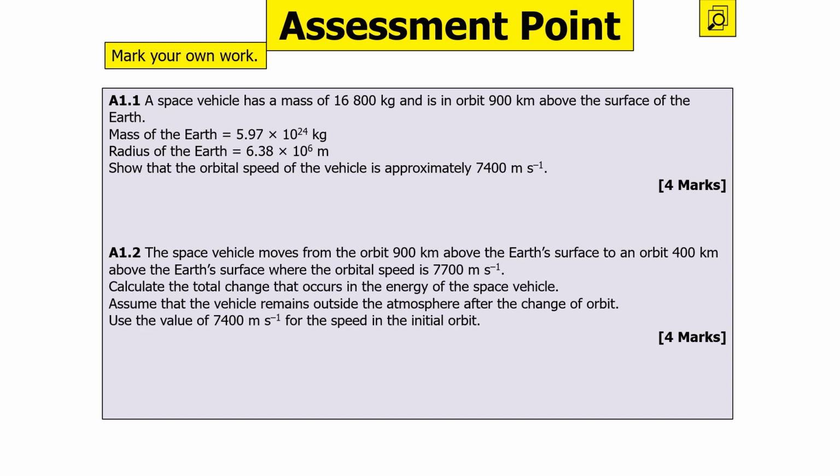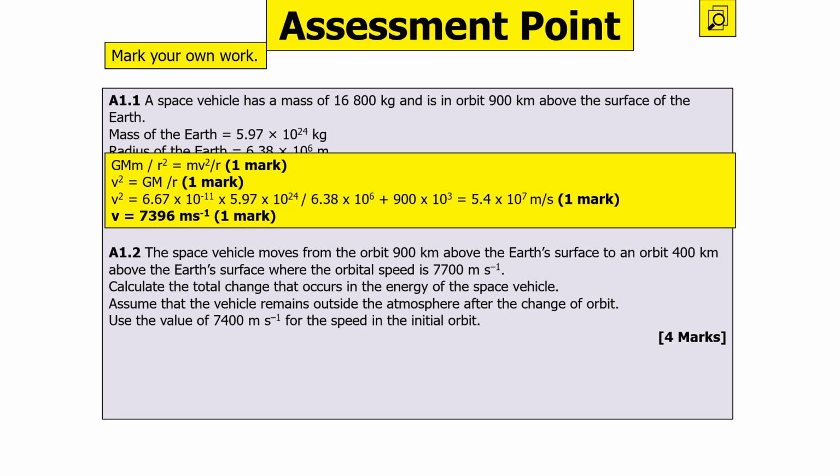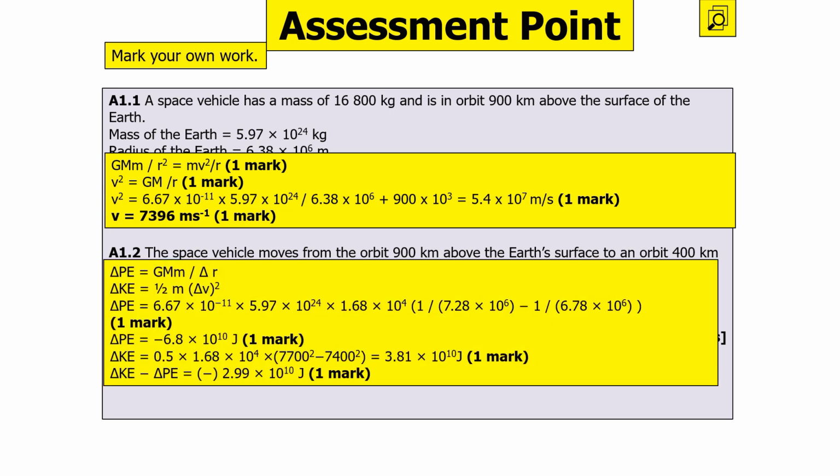Right, so in this first one, we've got to say that the gravitational force of attraction is equal to the centripetal force, so therefore we can work that through to work out what v is. The orbital speed is going to be the square root of GM over r, so as a result we can pop in all the values. Now again, remember, r is from the centre of the planet to the object. We add the radius of the planet in there, so we get 5.4 times 10 to the 7, so therefore square rooted is 7,396 meters per second.